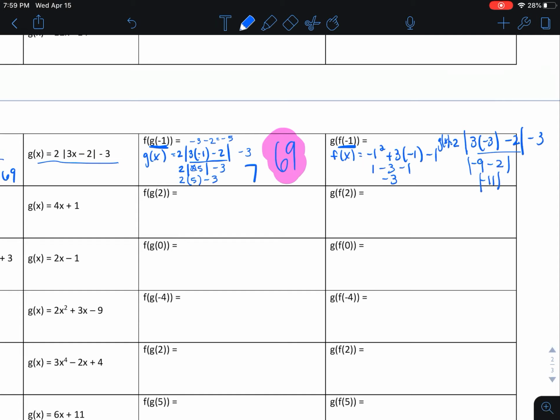And because it's absolute value, what happens to it? That's right, it becomes positive. So now I'm really looking at 2 times 11 minus 3. So 2 times 11 gives me 22, and then minus 3 gives me 19 as my solution. So my answer here is going to be 19.